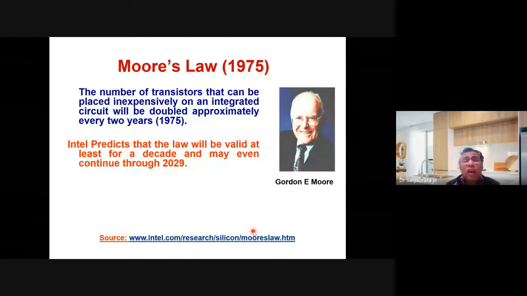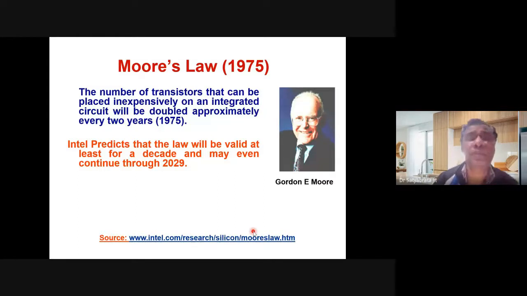Now in 1975, he modified this, because we started from 10 micrometer and up to 1975, initially there was no effect, but once the geometrical size was reduced, several other effects dominated. So Moore changed his prediction in 1975, and he predicted that the number of transistors that can be placed inexpensively on an integrated circuit will double approximately every 2 years.